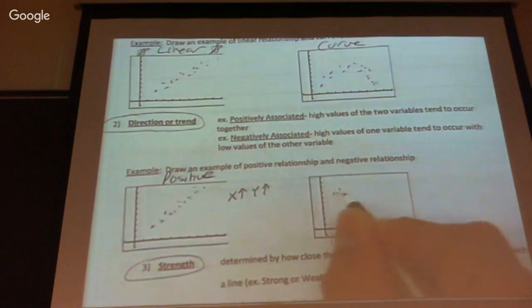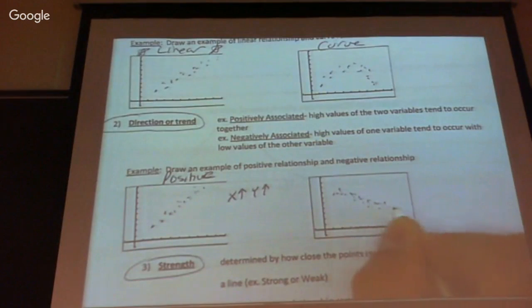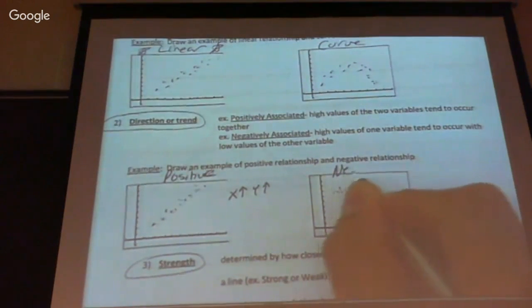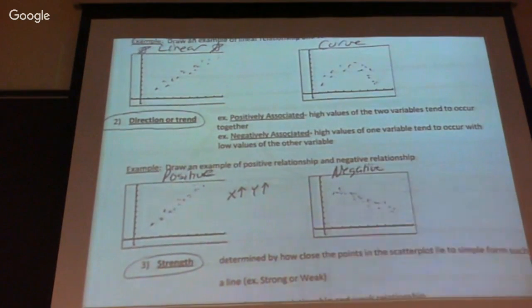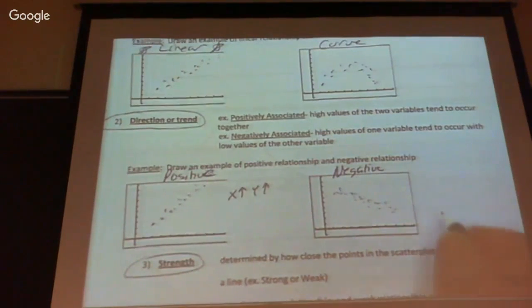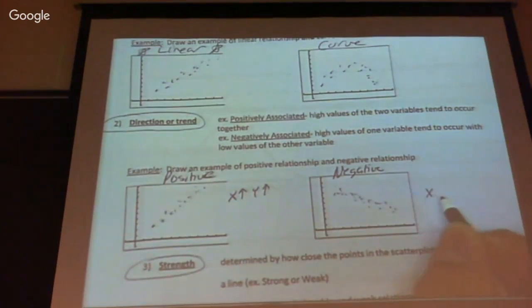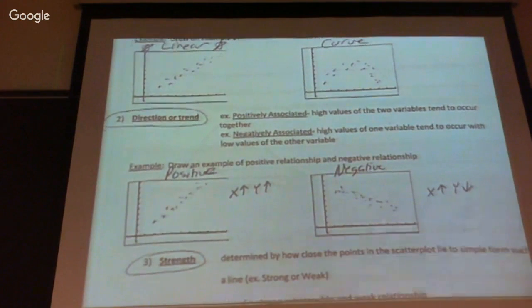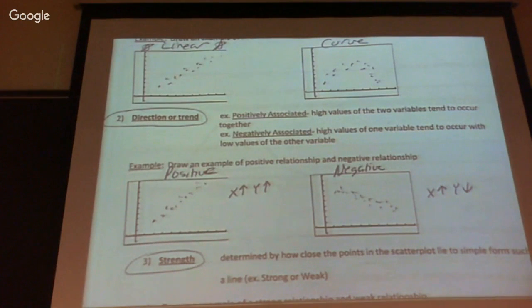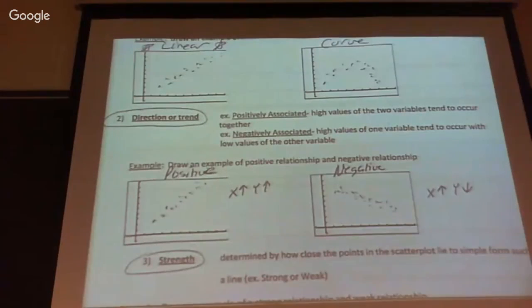Okay? Well, if the dots are going downward from left to right, that would be a what? A negatively associated relationship. And in that case, what's x doing? X is actually still going up, but y is going down. So as x goes up, and x usually always goes up, kind of like we're talking about time. Time always moves forward, right? As x goes up, y goes down. So not only can we look at the shape, we can also look at the direction.